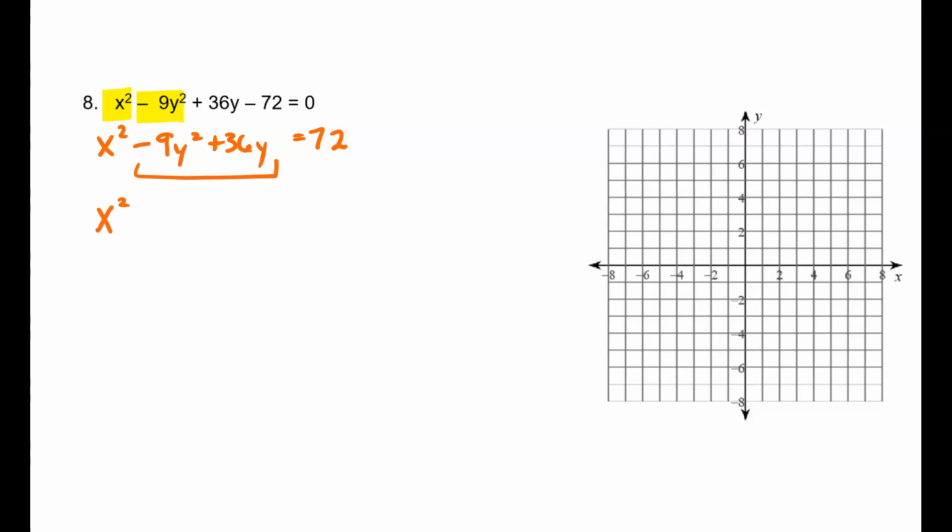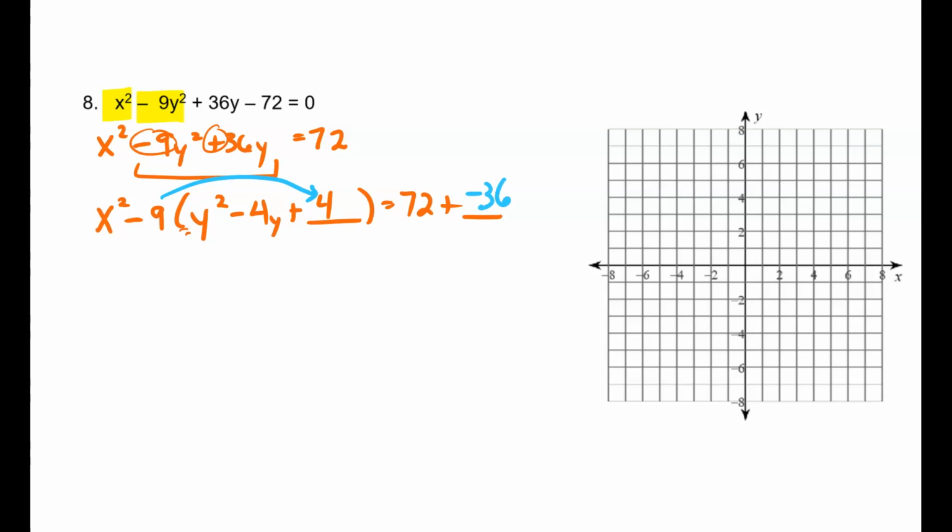So I get x squared minus 9 times the quantity y squared minus 4y plus blank is equal to 72 plus blank. Notice change of signs, right here and here. Now, do your completing the square like normal. Negative 4 divided by 2 is a negative 2. Negative 2 squared is a positive 4. Then you go negative 9 times a positive 4, which is a negative 36. So we now write it. So we go x squared minus 9 times the quantity y minus 2 squared is equal to 36.